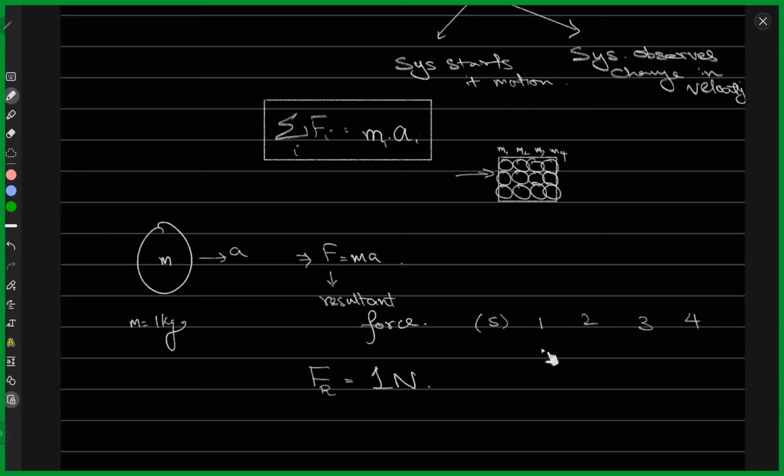After every second, it would gain a velocity of 1 meter per second. So at 1 second, it would be 1 meter per second. This is the speed, right? And let's say this is the time. After 2 seconds, it would become 2 meters per second, then 3 meters per second. So the velocity is increasing, right? So it's accelerating. The difference between these two velocities is always 1 meter per second. So every second that passes, the velocity increases by 1 meter per second.